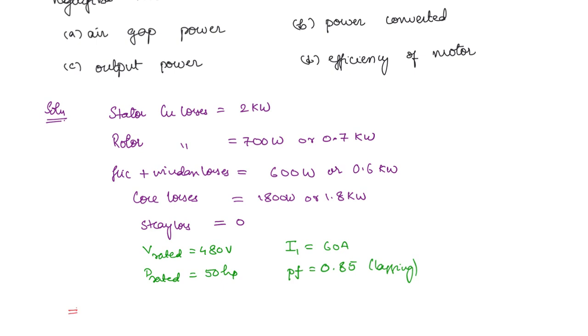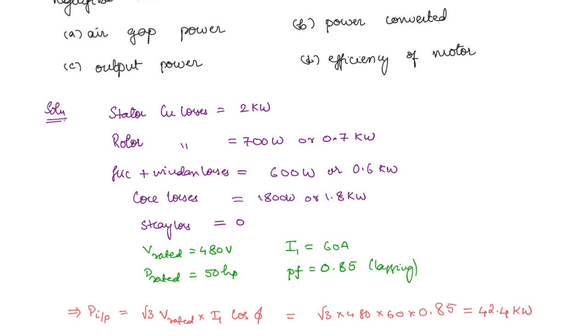So from here we can find out the input power as root 3 V rated into I1 cos phi. Okay. So what is this? Root 3 into 480 into 60 into 0.85. Why are we taking V rated here? Because as long as nothing is given about the voltage, we assume that the motor is running at the rated voltage. So this, if you calculate, you are going to get 42.4 kilowatts.